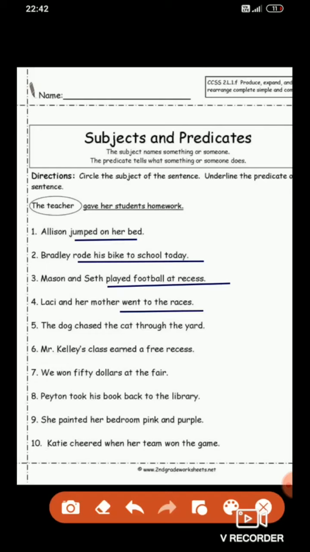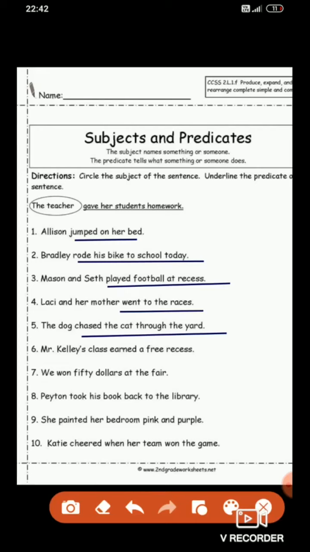Next, the dog chased the cat through the yard. Now, chased the cat through the yard, that will be the predicate. Why, students? Because, as I have told you all, the predicate starts with a verb. And what is the verb here? Chased. So, who chased the cat through the yard? You will get the subject as an answer. What is the subject? The dog. The dog is a noun because it is the name of an animal.